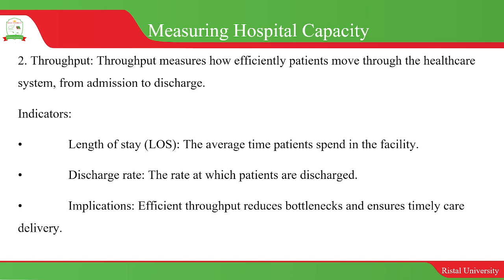There's also a formula for this, which is the number of people discharged divided by the number of beds. That's the discharge rate. You can check on it, and you can get more on that online. There are available resources on this. Implications: efficient throughput reduces bottlenecks and ensures timely care delivery.